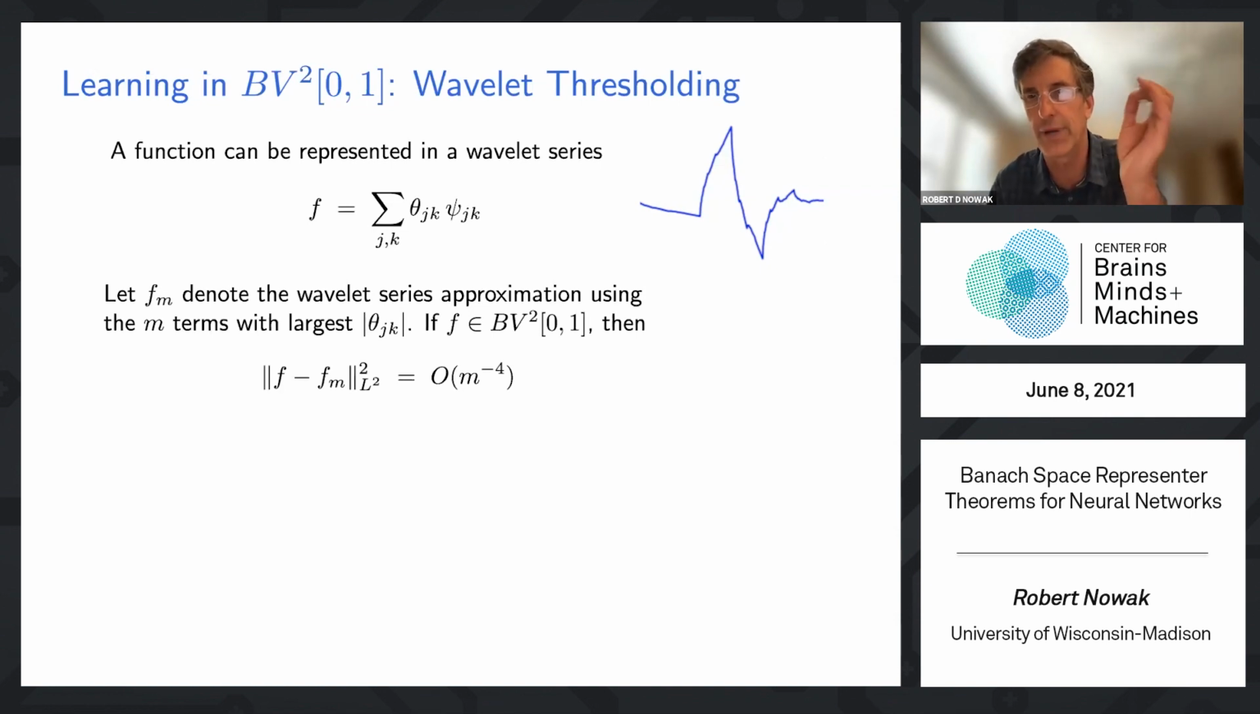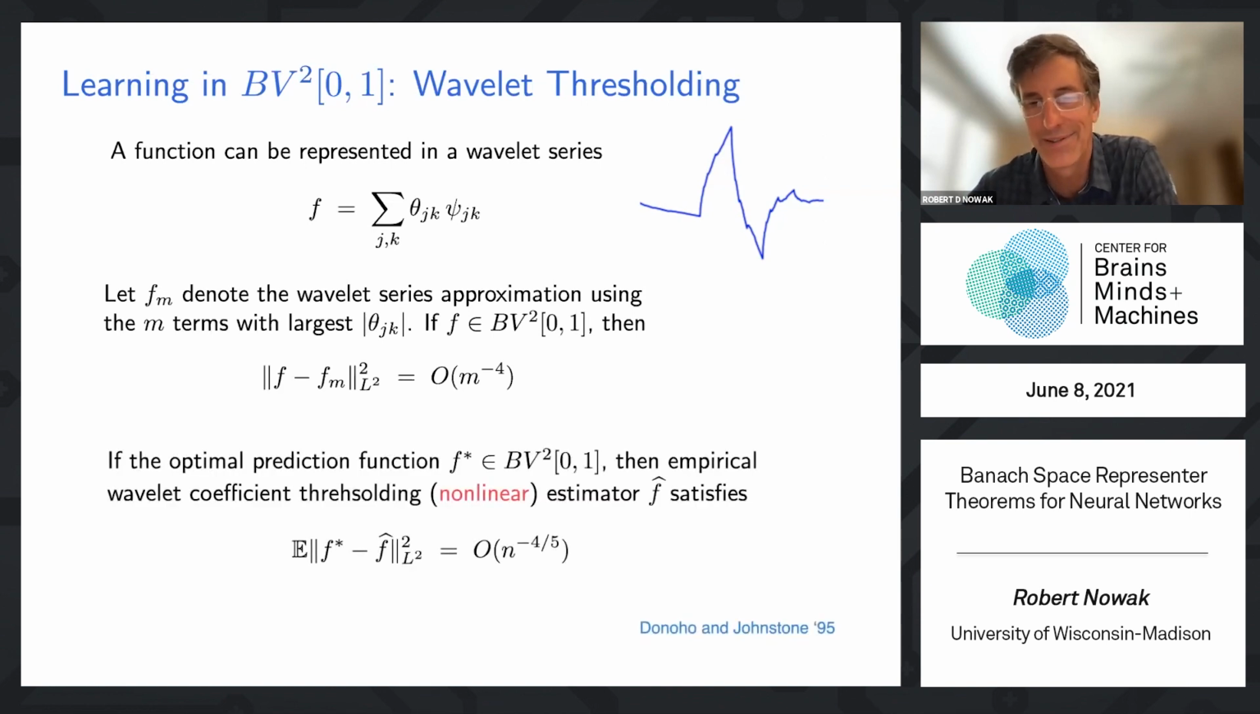So the idea here is you have some function f, you look at its wavelet series, you just look at which m coefficients, the thetas, which subset of size m are the largest, keep those and throw away everything else. So it's a kind of truncation, but you're truncating according to magnitude of the coefficients. This is what's called a nonlinear approximation. If we use that kind of m-term nonlinear approximation, and f is in this BV2 space, then the rate of convergence of this m-term approximation is very good. It's like m to the minus 4.